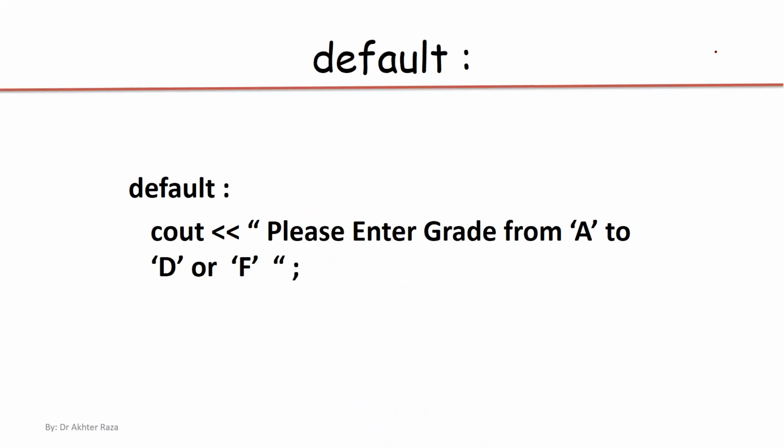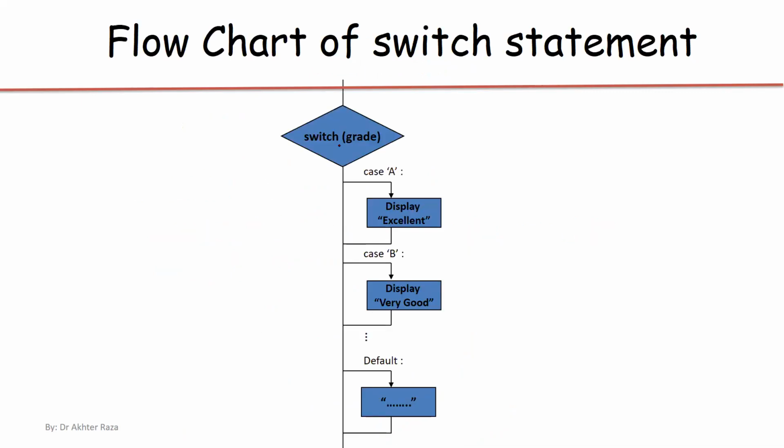And default is basically for when none of the options is true. Finally, whatever is in default will be performed. Cout, please enter the grade from A to F, because the grade letter is not a valid grade. The user has to input valid values for the variable grade. This is the flow structure of the switch statement.